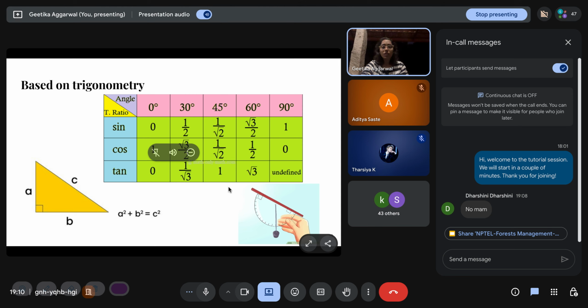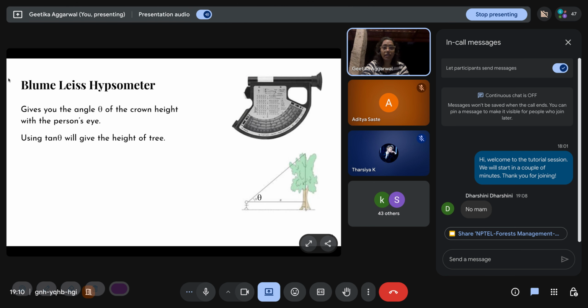So how do we use trigonometry to get to the height of the tree? Here you can see there's a protractor to which a weight has been attached. Wherever you turn the protractor, that will give you what angle it is making. This is basically what you point towards the tree, and the weight will give you the angle it's making. So that's how in different ways you can measure the tree height. One way is by using this Blume-Leiss hypsometer.